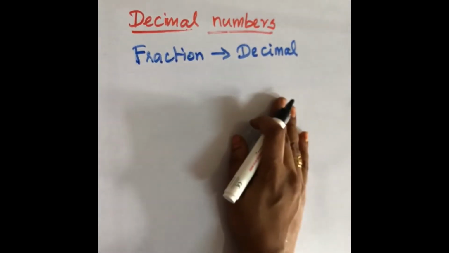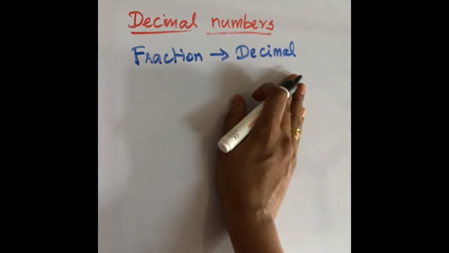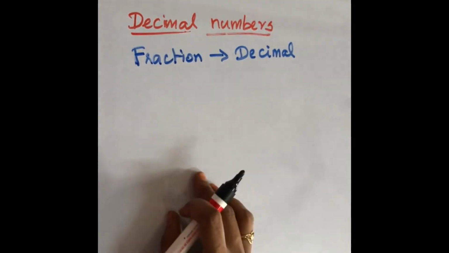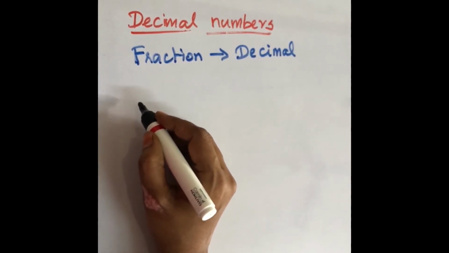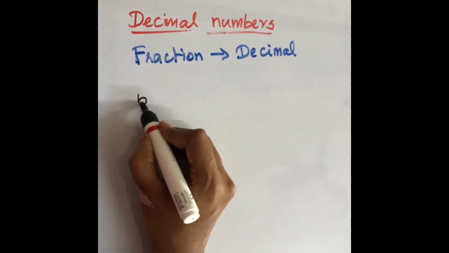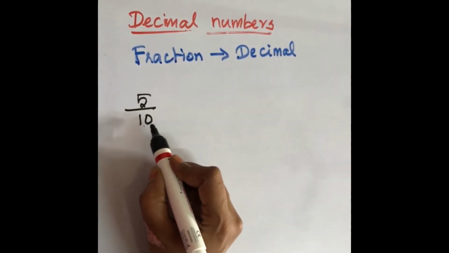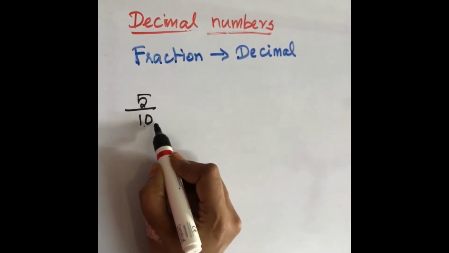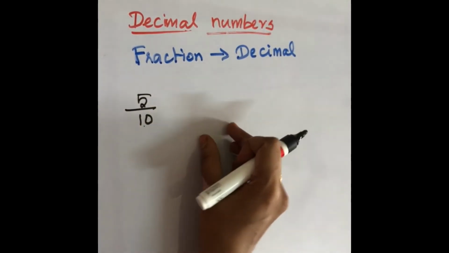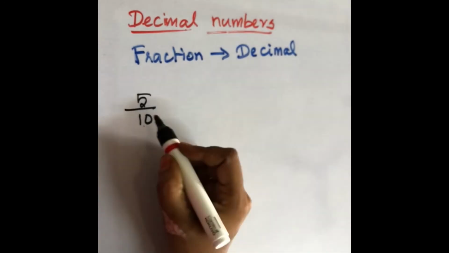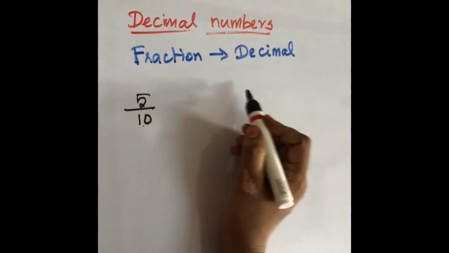So, fraction to decimal. We have learnt how to convert a fraction into decimal by dividing the numerator by denominator. If the denominators have multiples of 10, for example, 5 divided by 10, such as 10, 100, 1000, 10,000, like that, it will be easy for us to convert it into decimal.